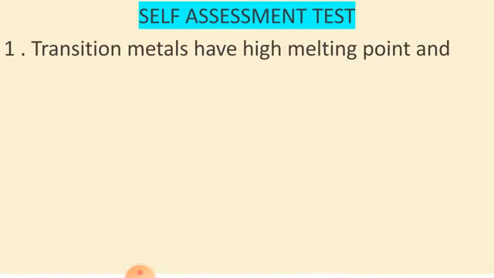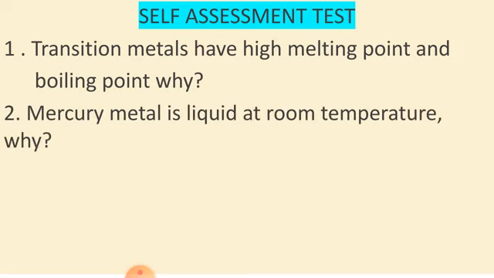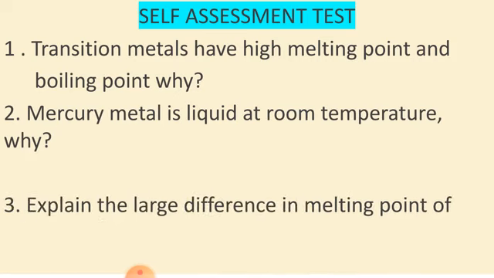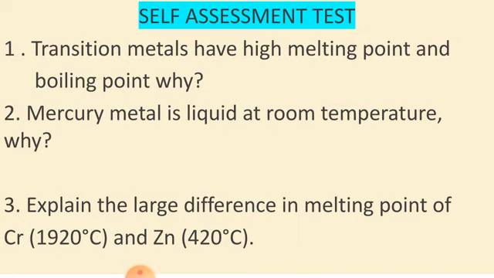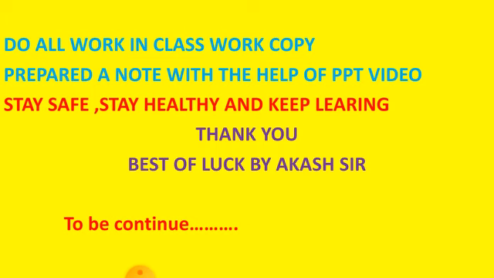Now dear students, some questions for you, a self-assessment test. Question number 1: transition metals have high melting points and boiling points. Why? You have to write the answer by yourself after listening to the PPT video. Then, mercury metal is liquid at room temperature. Why? Then explain the large difference in melting points of chromium, that is 1920 degrees centigrade, and zinc, 420 degrees centigrade. You can also find this by listening to the PPT video.